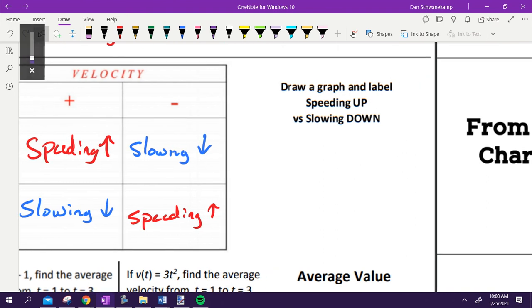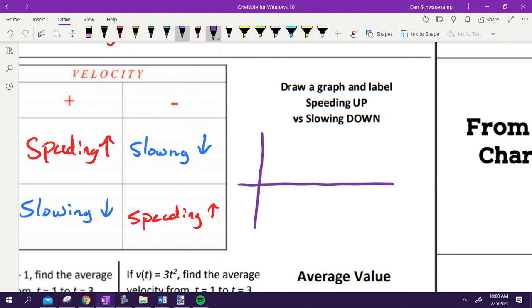Let's draw a graph. I'm going to draw you a graph, and then based off of this graph, I want you to tell me when it's speeding up and slowing down. So let's go with this guy right here. Let's throw like 1, 2, 3, 4. We're going to make a velocity graph here. This is V of t. Let's do something like this.